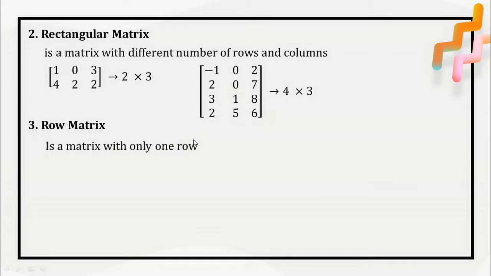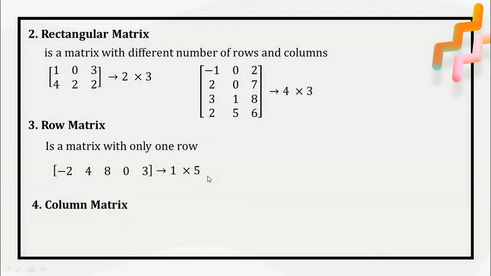A row matrix is a matrix with only 1 row. So this one, -2, 4, 8, 0, 3. This one is only 1 row. But they have more than 1 column, because they have -2 as the first column, 4 as the second column, 8 the third column, 0 the fourth column, and 3 the fifth column.